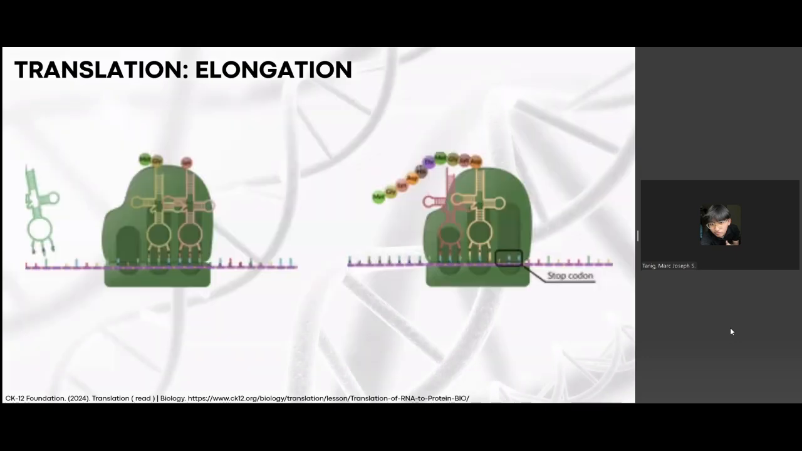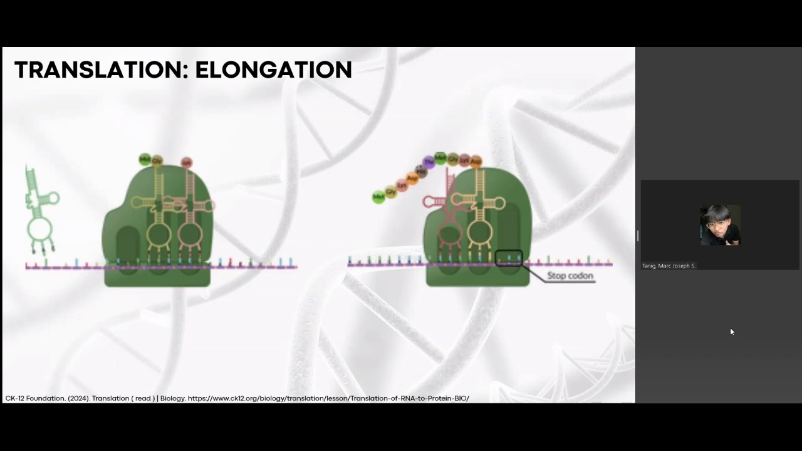Okay, so first is codon recognition, wherein a charged tRNA enters the A site, or aminoacyl site. Its anticodon matches the codon currently exposed on the mRNA. This ensures specificity and fidelity in the amino acid sequence.